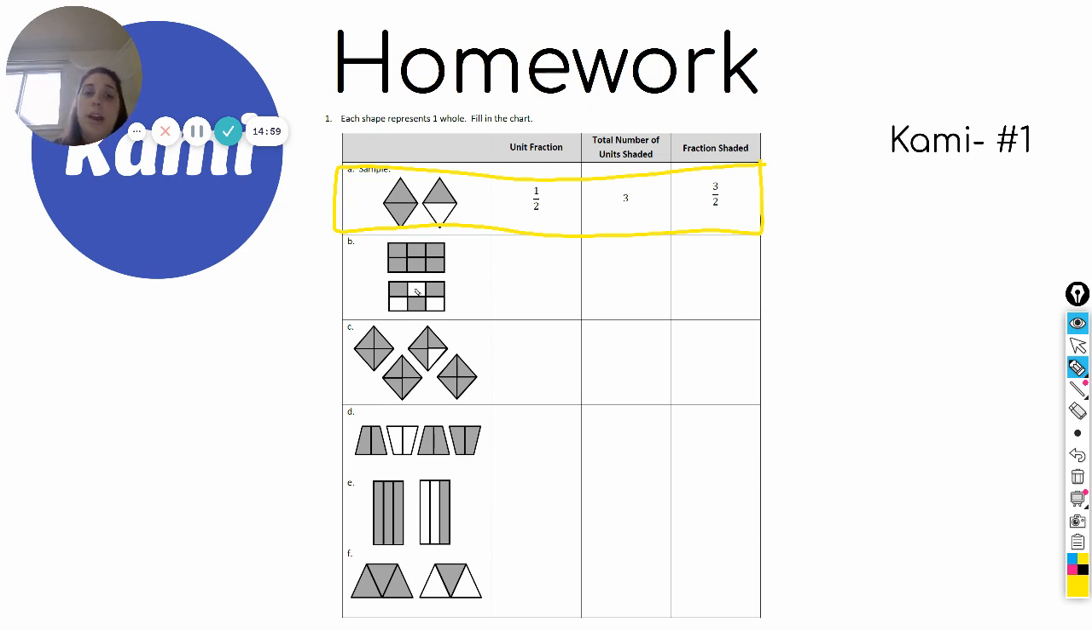So you've got 1, 2, 3, 4, 5 different parts that you're going to be doing. Filling in the unit fraction, which always starts with the 1 on top, and the bottom number, your denominator, is how many pieces just one shape is broken into. You can see that one shape is broken into 2 pieces, which is why they did 1/2. Then you'll count how many units are shaded and make that into a fraction of what is shaded. Go ahead and begin.